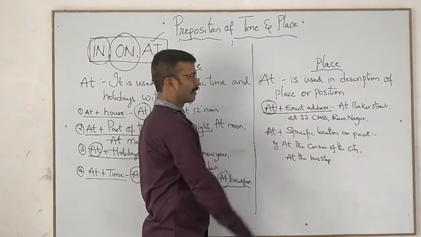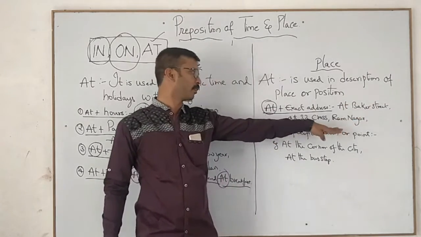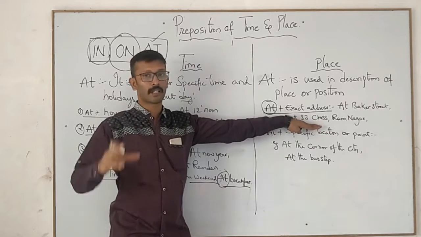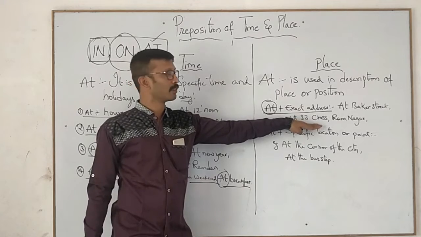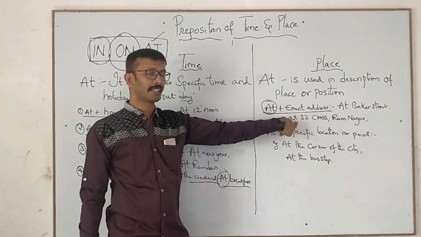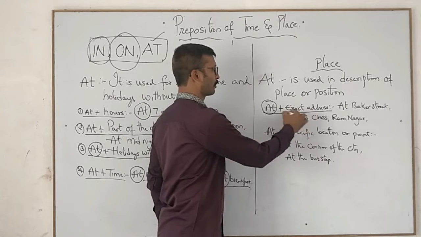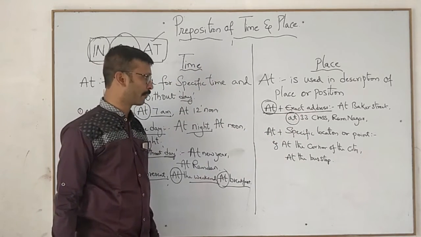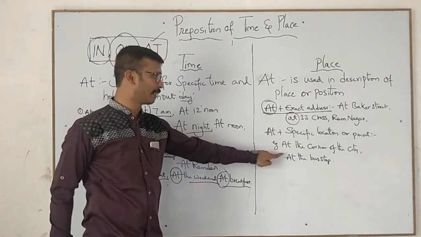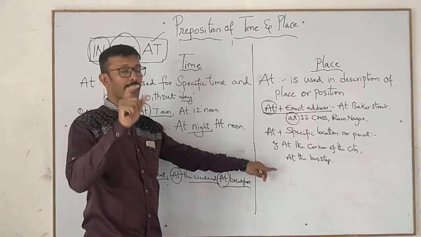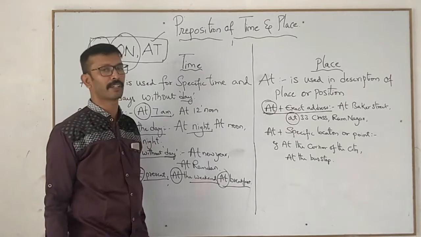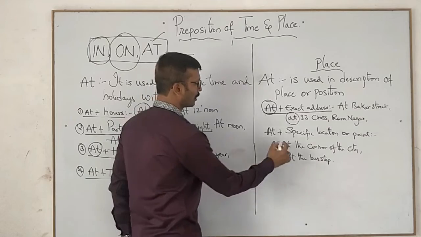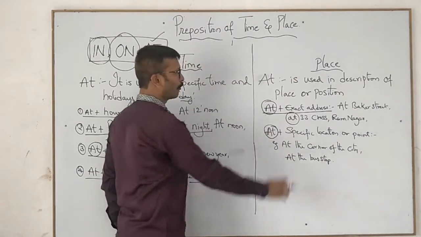At plus exact address, that is at Baker Street or at 33 Cross, Ramnagar. Generally these kinds of addresses are painted on the roadsides, where we can see even the preposition "at". At plus specific location or a point, for example at the corner of the city or at the bus stop. When we mention those specifications or a specific place, then we use the word "at" as a preposition of place.